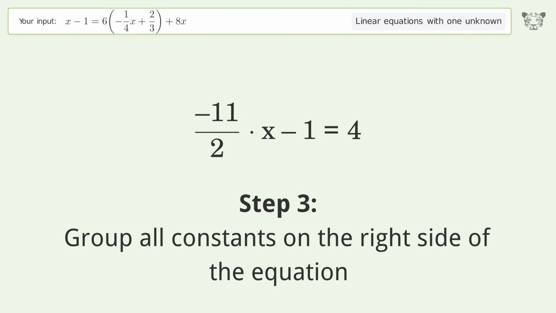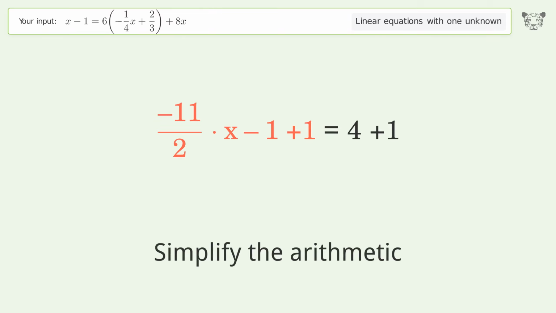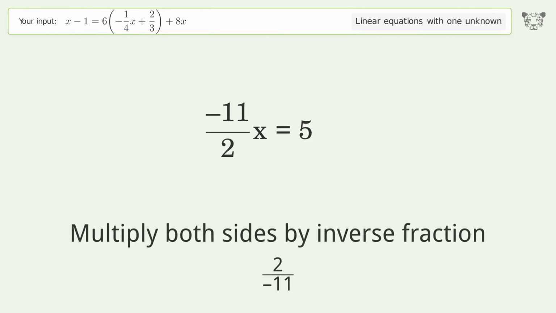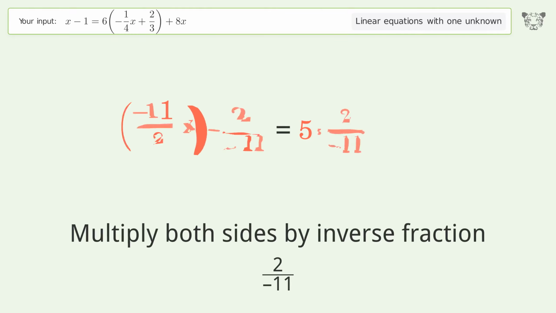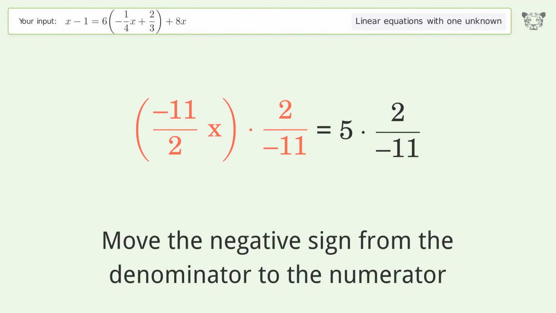Group all constants on the right side of the equation. Add 1 to both sides. Simplify the arithmetic. Isolate the x. Multiply both sides by inverse fraction 2/11. Move the negative sign from the denominator to the numerator.